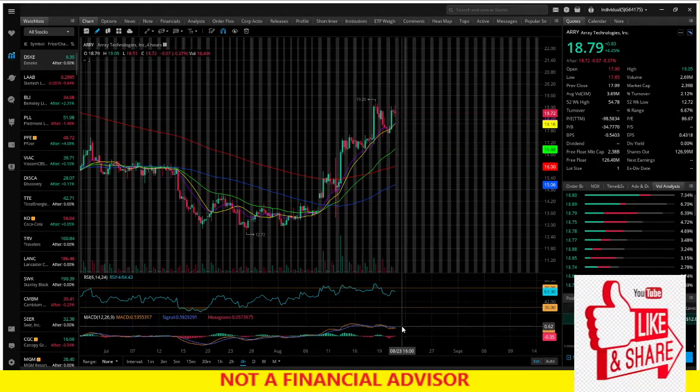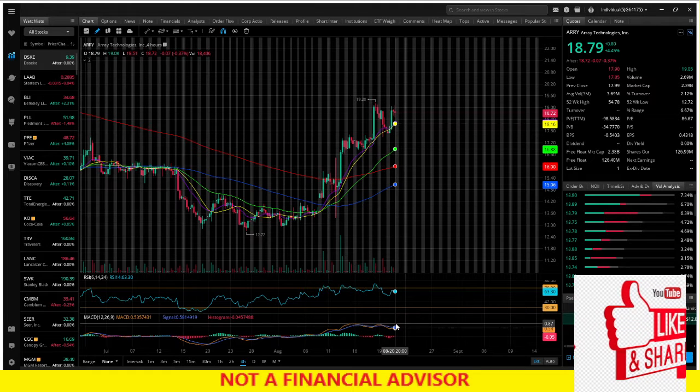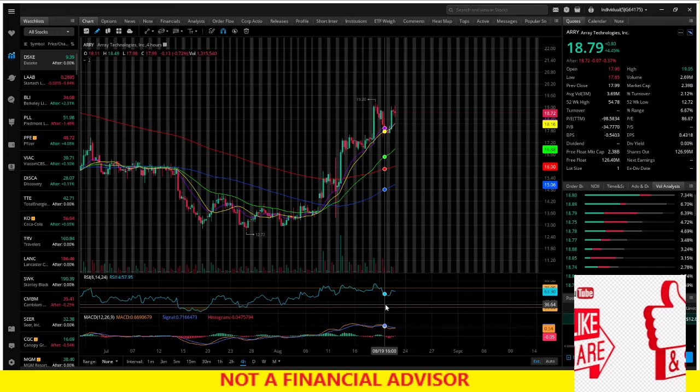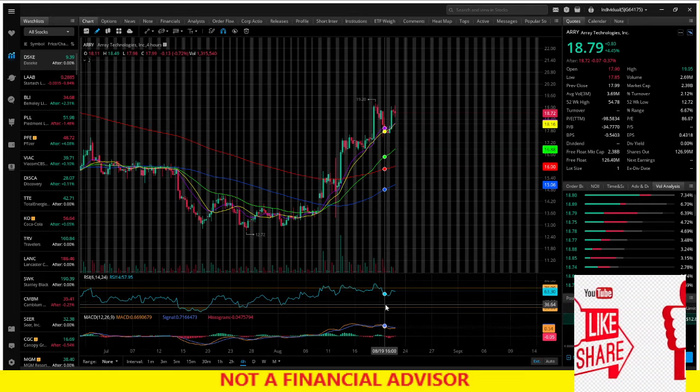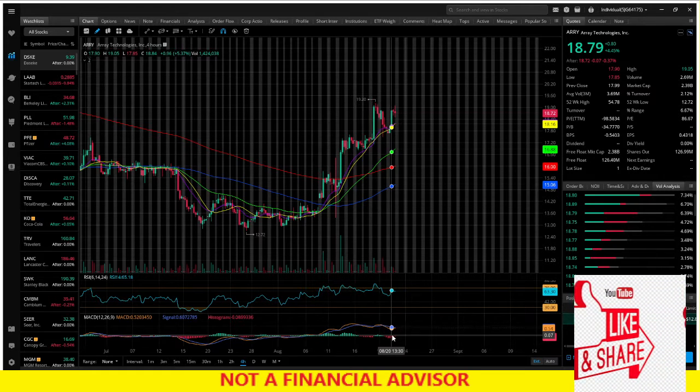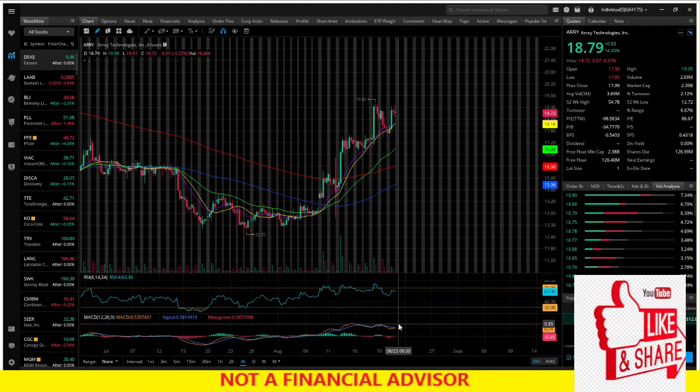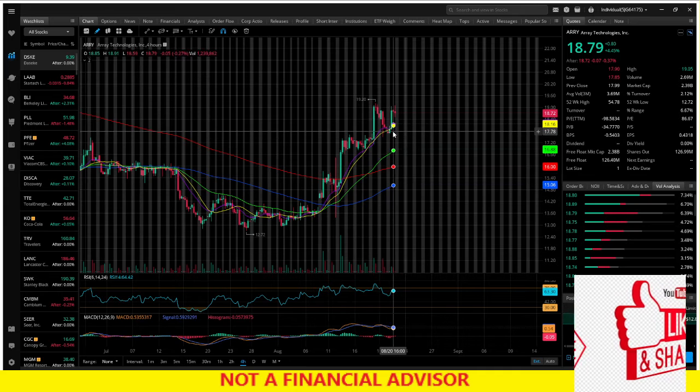If we look at the MACD though, where it's getting ready to cross, I'd like to see it already crossed over and kind of split before I bought into it. But it is up over the center line. We don't have green bars yet. It looks like it might be getting ready to cross. So this is one to keep an eye on right here.